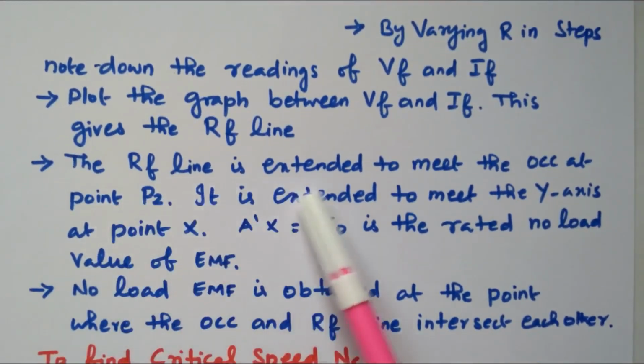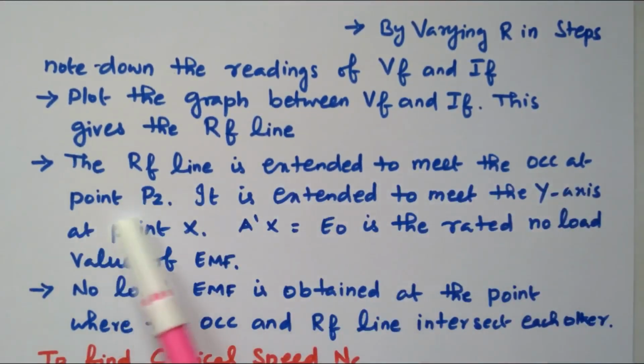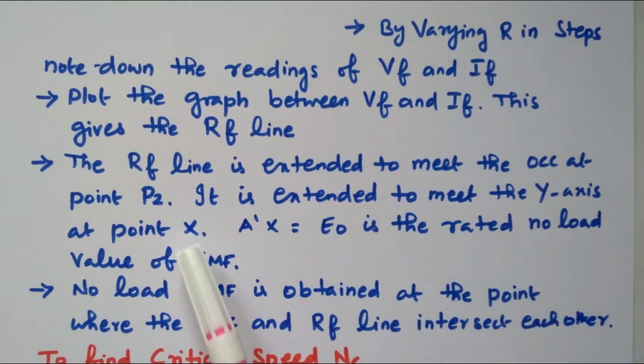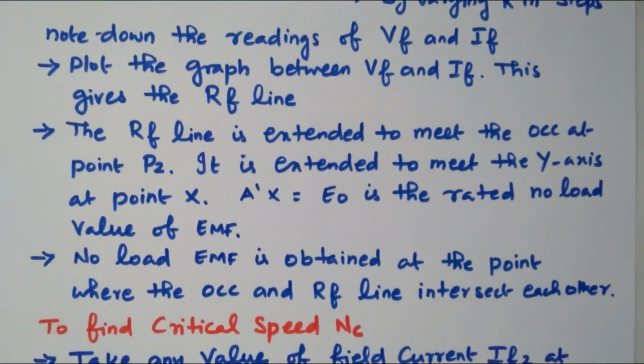The RF line is extended to meet the OCC at point P2. It is extended to meet the y-axis at point X, right? And A dash X equals E0. This is the rated no load value of EMF. That also we discussed in the graph. The no load EMF is obtained at the point where the OCC curve and the RF line intersect each other, right?